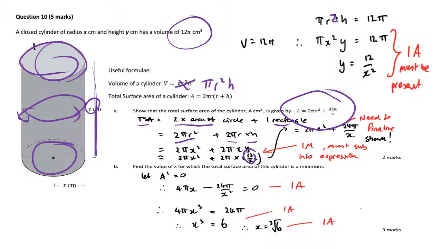Or is it? What did it say? It said find the value of x for which the total surface area is a minimum. Yeah, that's what we needed to do. We only needed to find x, so that's the end of the story.